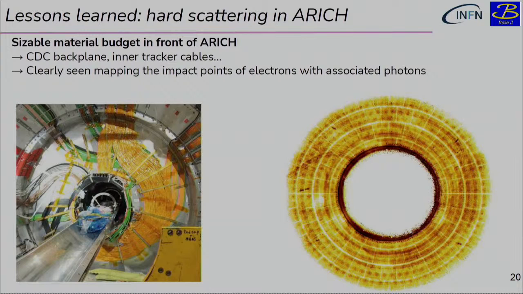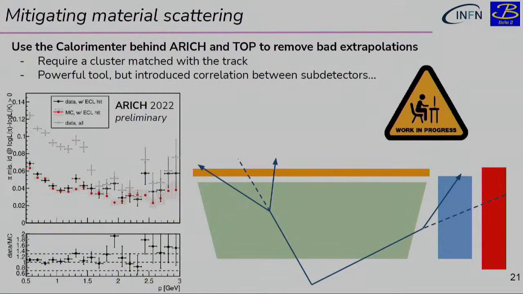And this is pretty dramatic in the case of the A-reach, because the A-reach is located behind the cabling of the inner tracking system, and you can actually see, even if you plot the number of Cherenkov photons associated to the tracks that you see in the A-reach, that you have regions very nicely reproducing where the cables are, in which you have fewer photons. So a lot of material in front of the A-reach is giving you these troubles.